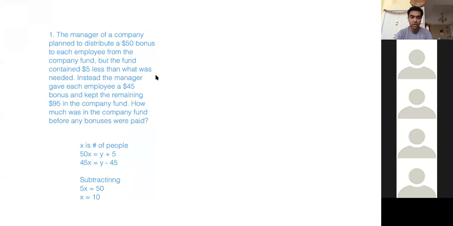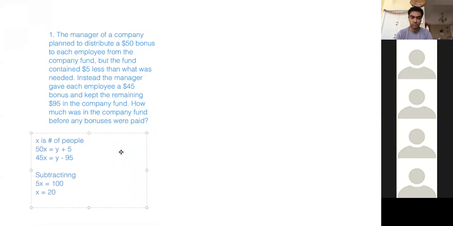Okay, is there any other way of solving this? I did it a different way. Okay. So I first needed to find the number of employees.